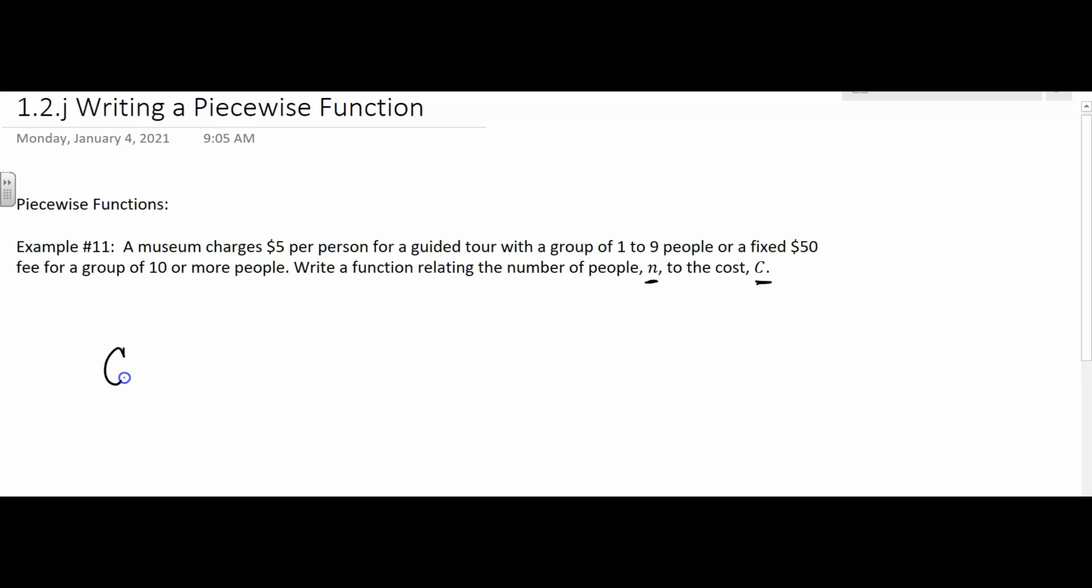So the cost is based on the number of people, so c of n is equal to, and then we're going to have two situations. We have one situation where you have between 1 and 10 people, right? So 0 is less than n is less than 10, right? 10 is where we switch to the other condition.